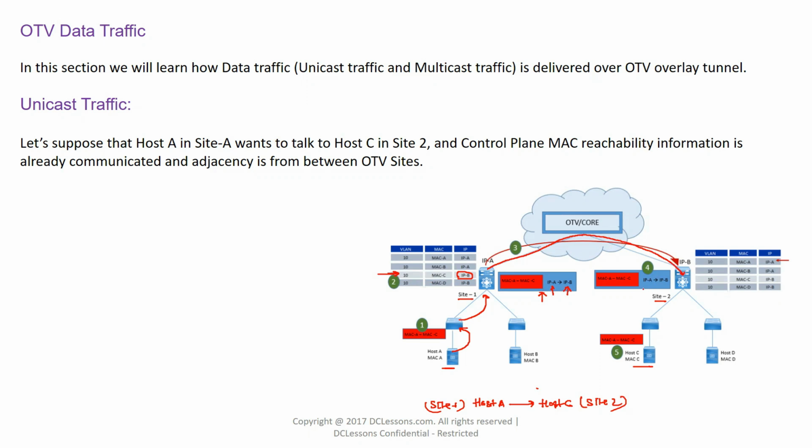Now, once the packet is received here, the packet will be decapsulated. Again, this edge device will see where this Ethernet frame is connected. It will see that it has to be sent across this trunk port. It will send this packet, and finally the Ethernet frame is handed to host C. So this is how OTV unicast traffic is sent in the OTV over unicast transport.